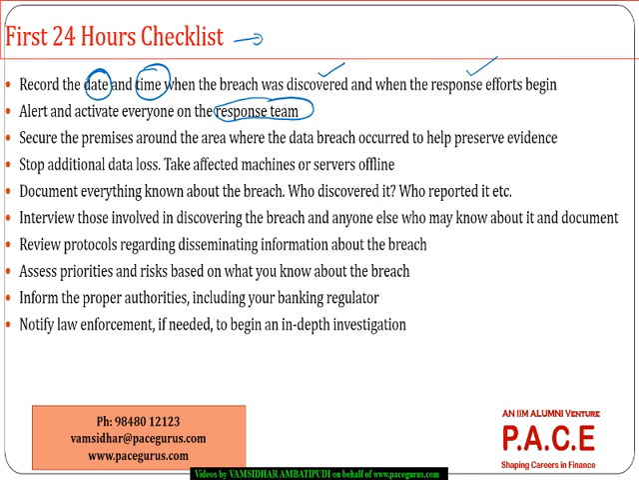So the entire premises needs to be secured, especially where the data breach has occurred, because if required, remove the network connection so that further attacks can very well be prevented. And at the same time, the evidence needs to be preserved. So there should be a quick action around the area where the data breach has occurred. Stop further data losses from occurring, which means take all the servers, network, whatever it is, offline.